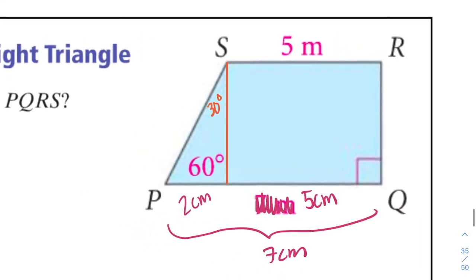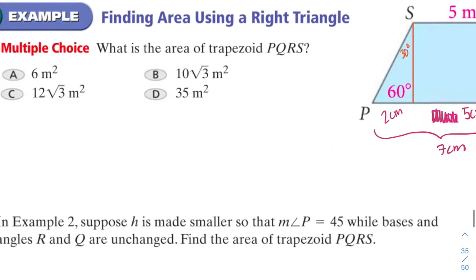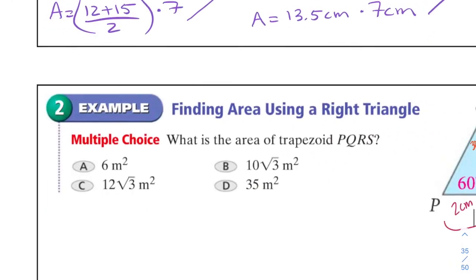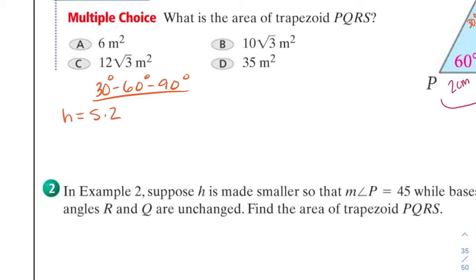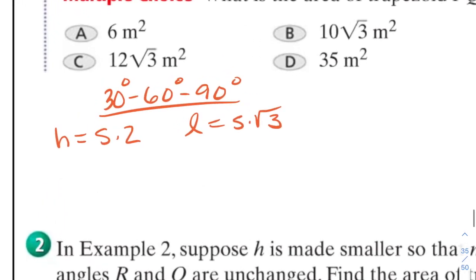So it's a 30, 60, 90. Remember, in a 30, 60, 90, we have H equals S times 2. We have L equals S times the square root of 3. Remember, the hypotenuse is equal to double the short leg. The long leg is equal to the short leg times the square root of 3. So it's all about the short leg.